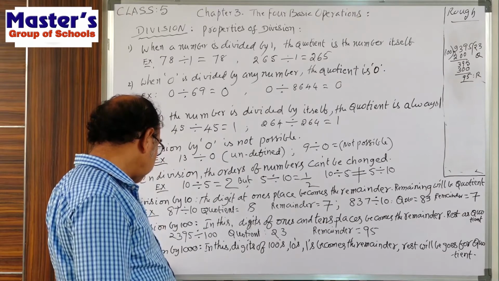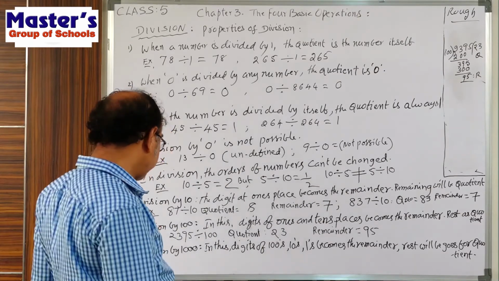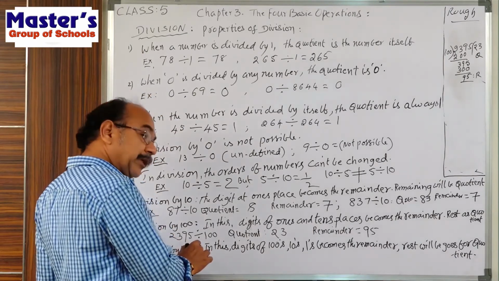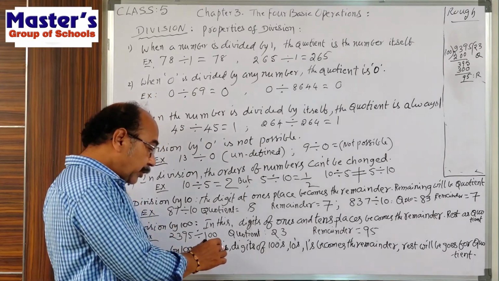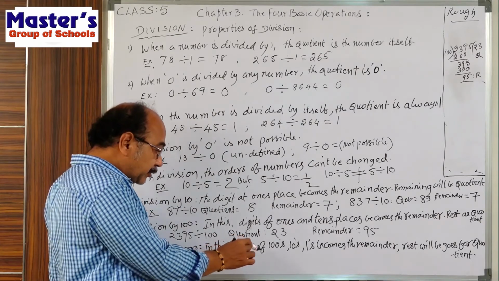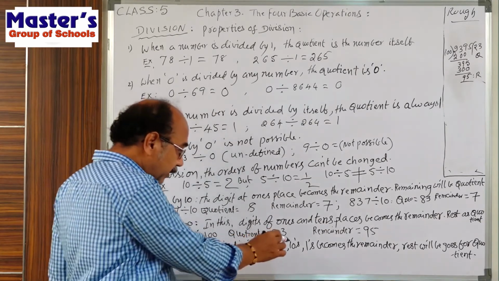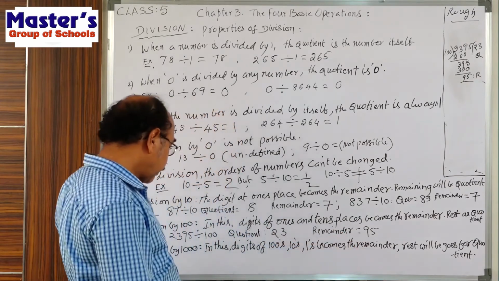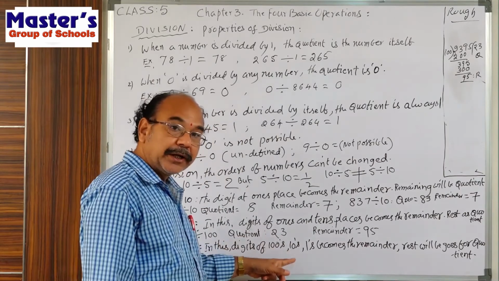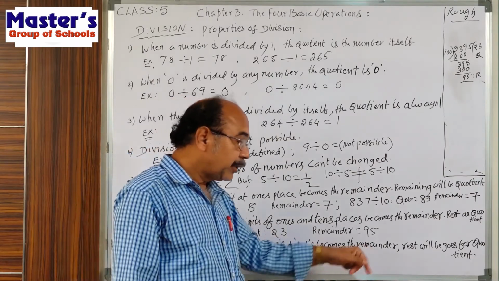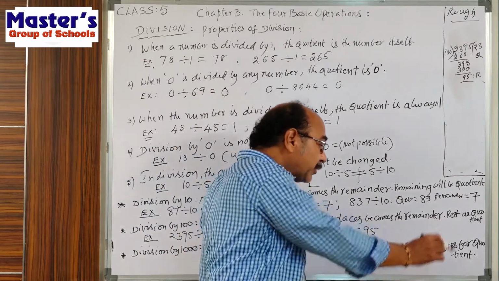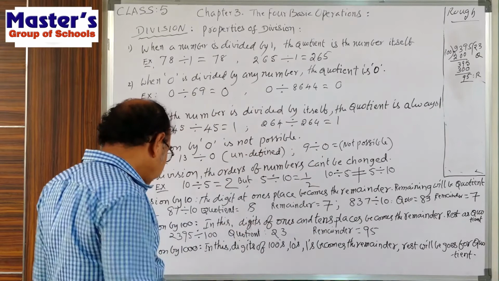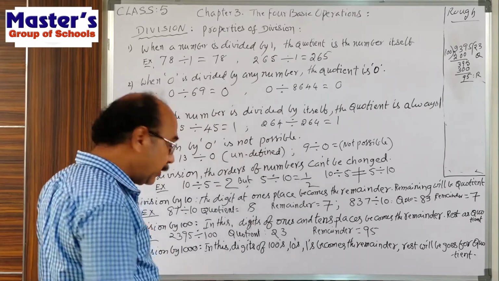Now come to this last point. Division by 1000. So in this division, the digits of hundreds, tens and ones become the remainder. The rest of the digits go for the quotient. For example, you see children, I will give an example here.